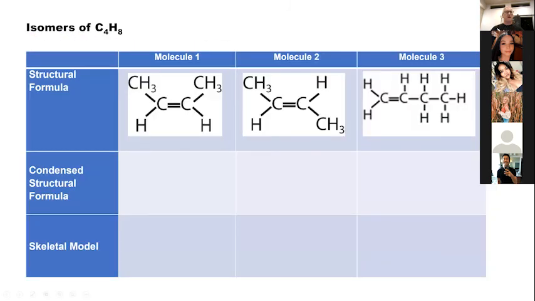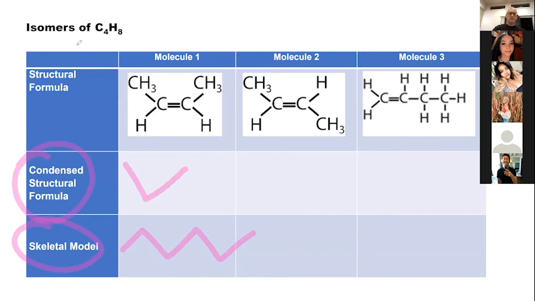And then these are isomers of butene, because now we have a double bond present. So if you remember what the condensed formula was, that's back in the instructions, and the skeletal model is basically what shapes are these going to look like. Remember, this skeletal model looked like this. Well, for molecule 1, it's going to look like this.